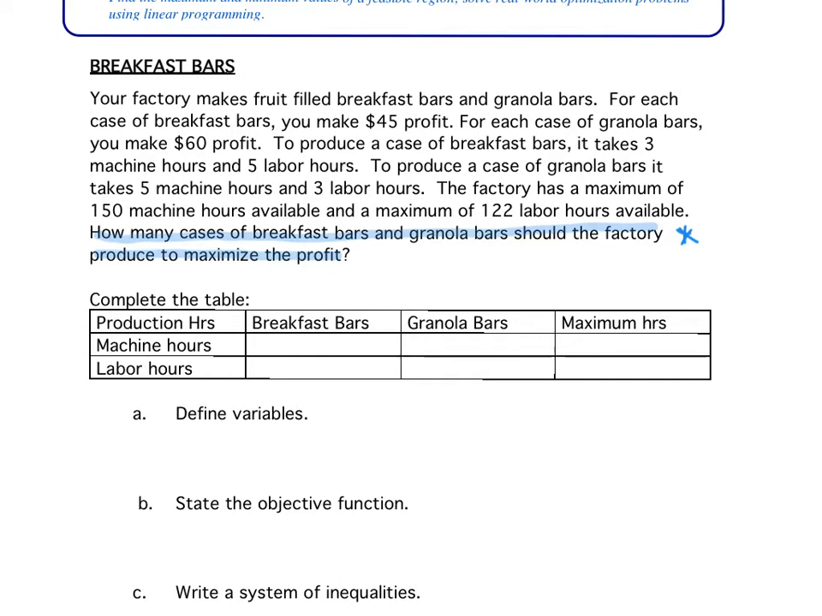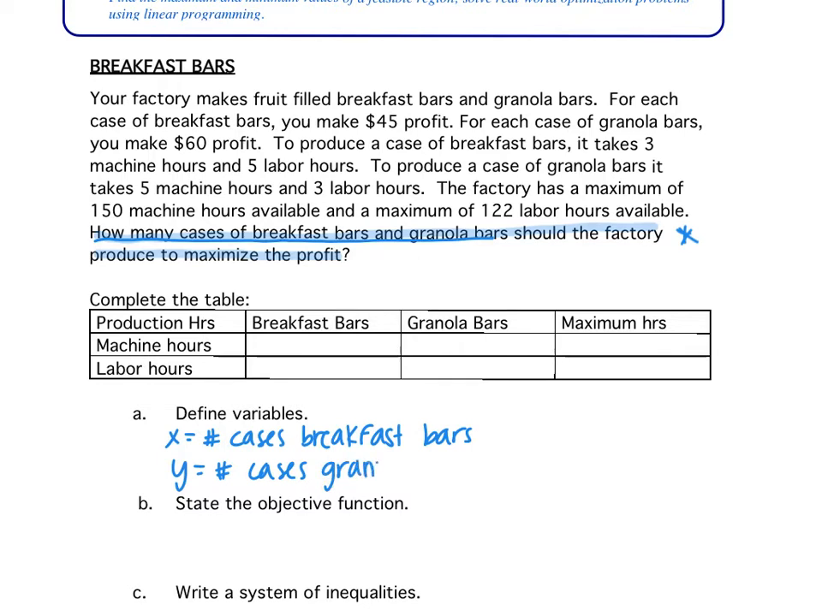Now, as we talked about earlier in the chapter, when defining your variables, look at the question being asked. What are you looking for? We are looking for how many cases of breakfast bars and granola bars. So X, I'm going to say, is the number of cases of breakfast bars, and Y is the number of cases of granola bars. Again, number of cases. Don't just write granola and breakfast bars. Number of cases.